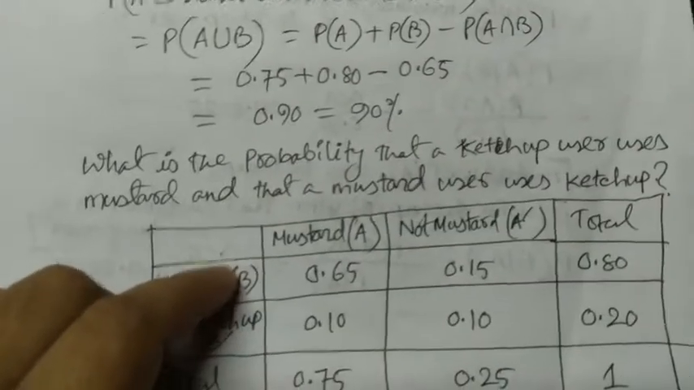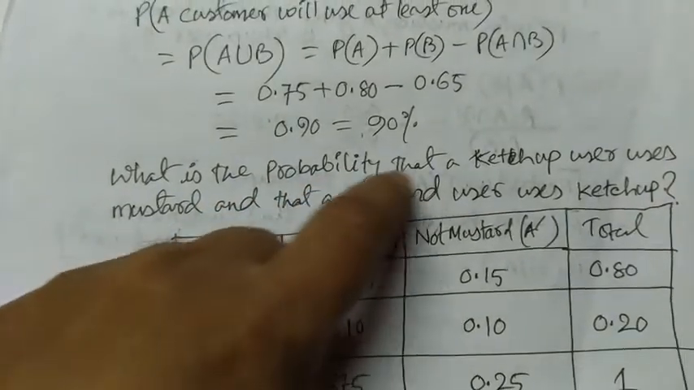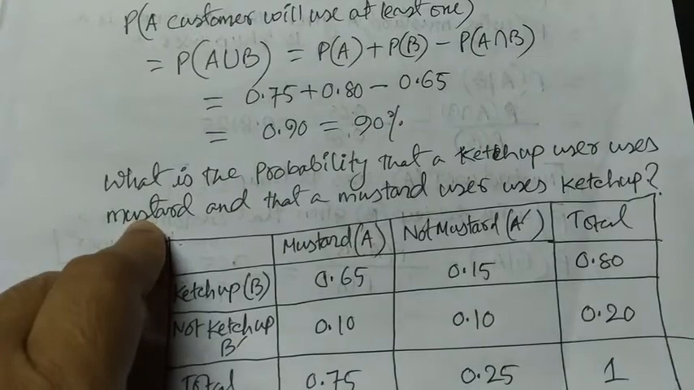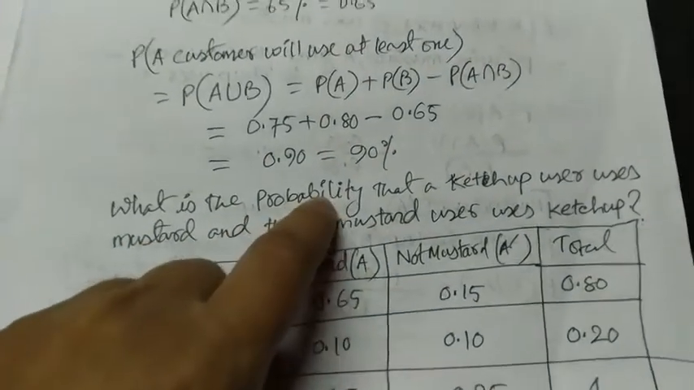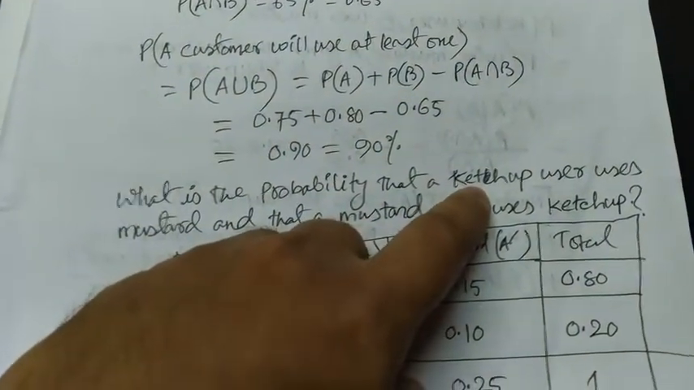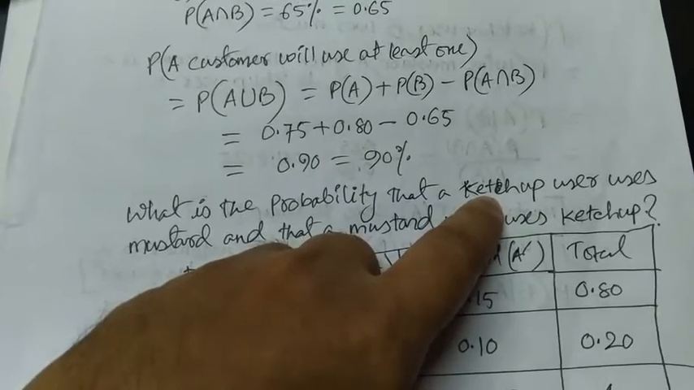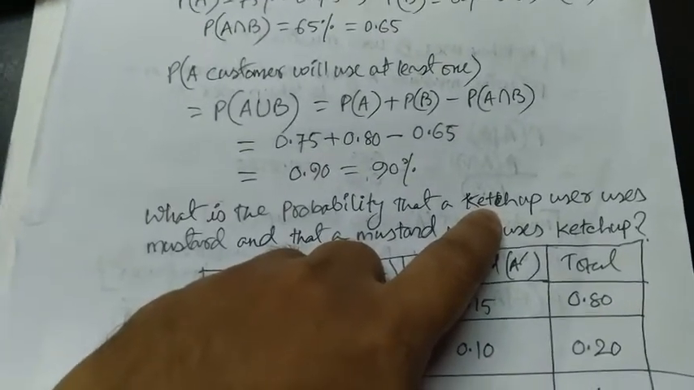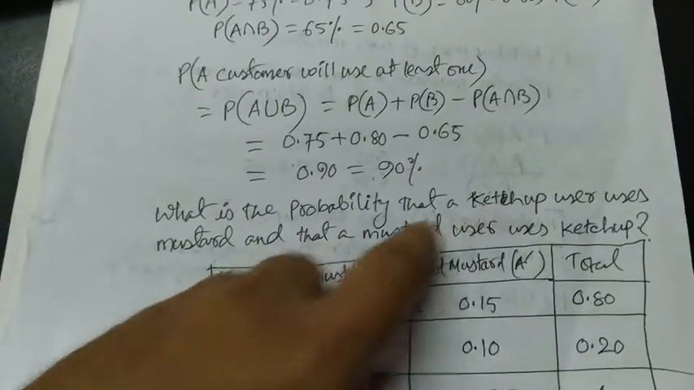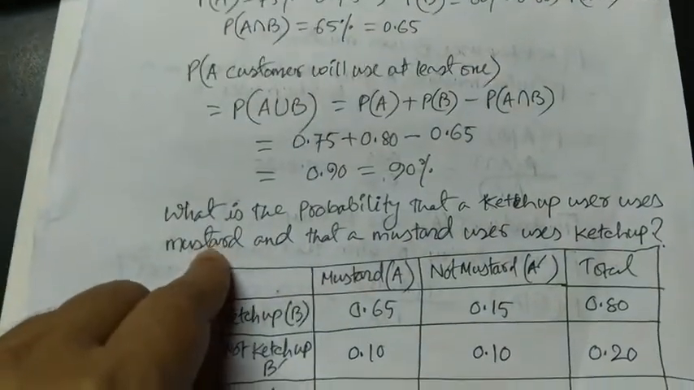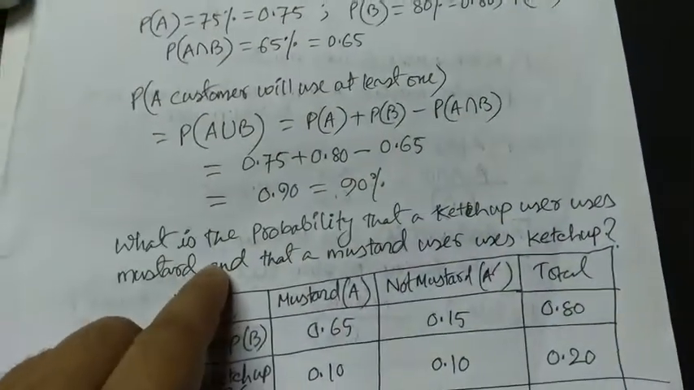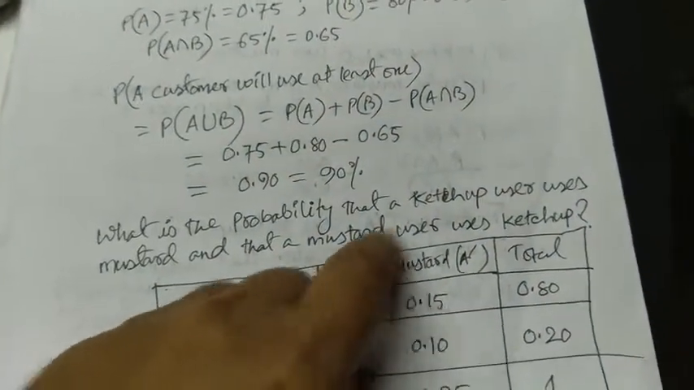Now the second question is asking, what is the probability that a ketchup user uses mustard? That means the customer normally uses ketchup. Now what is the probability that the customer will use mustard? That means what is the probability that a ketchup user uses mustard and that a mustard user uses ketchup?